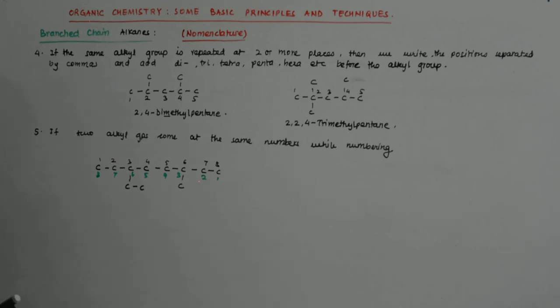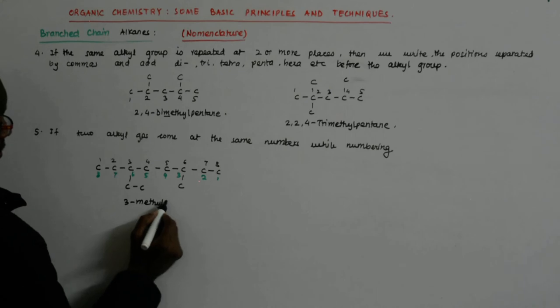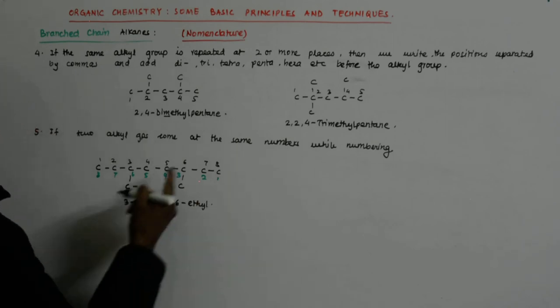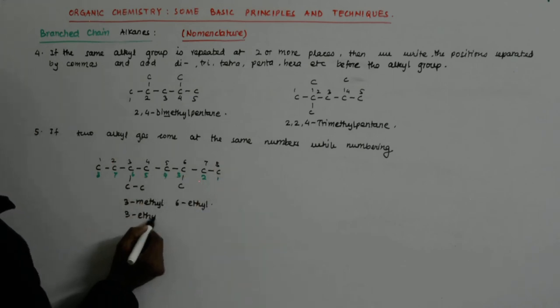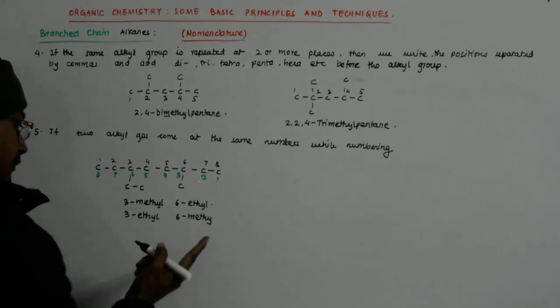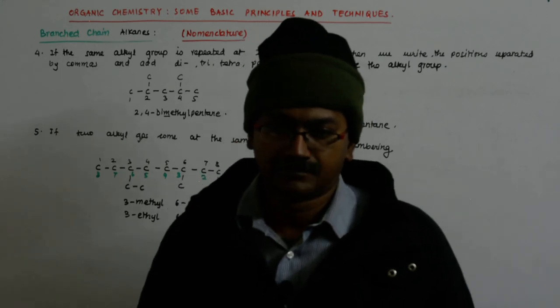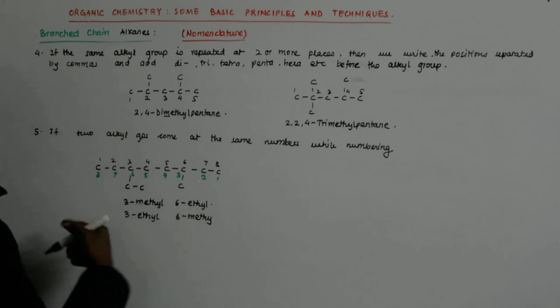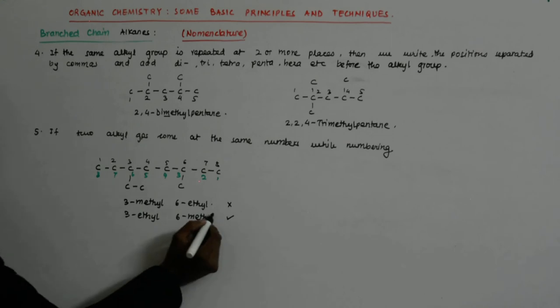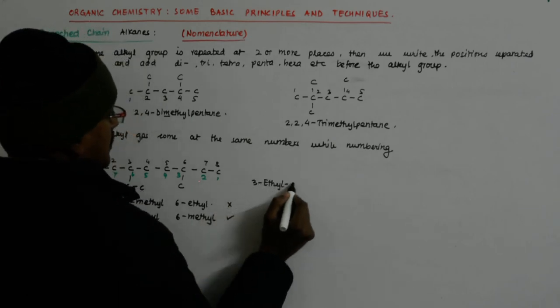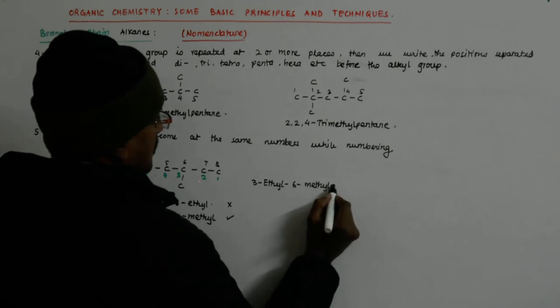Now, what happens is I could name it as the green one, where it would have become 3-methyl, 6-ethyl. But if I come through this, then it is 3-ethyl, 6-methyl. So if they are getting the same number, then the lower number has to go to that alkyl group which comes first in the alphabetical order. Okay. Understand? So this will be marked wrong and this will be correct. Methyl. Okay. So this will be 3-ethyl, 6-methyl octane.